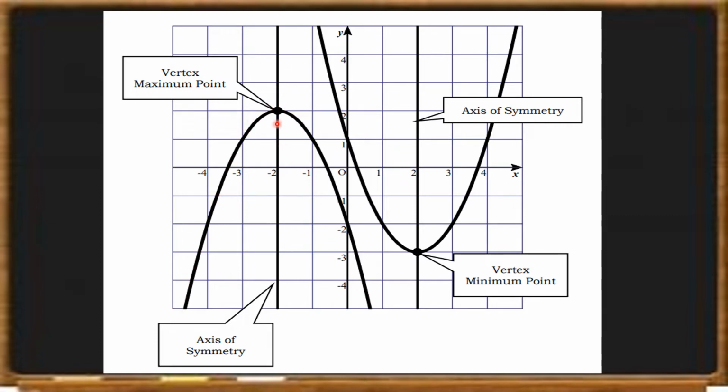But in this case, the vertex is your maximum point. It is the highest point here. And again, the axis of symmetry, the vertical line here, is the line that divides the graph into two equal parts, or the parabola into two equal parts.